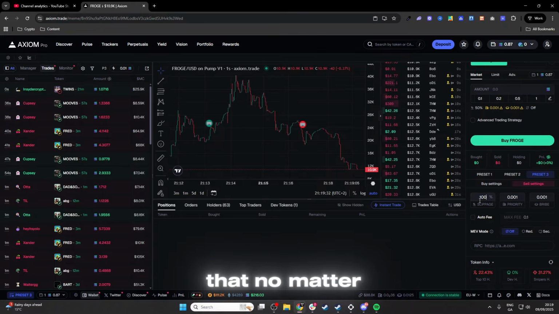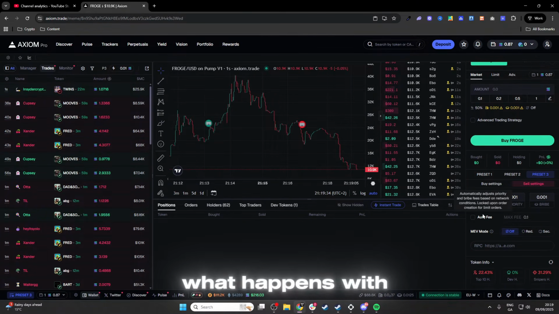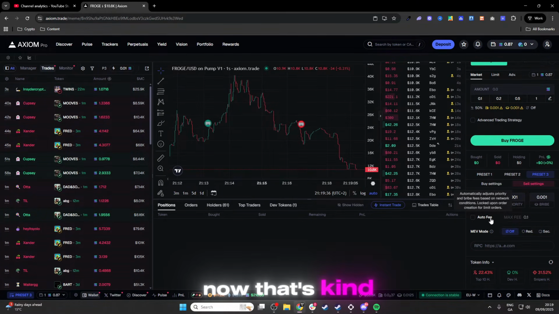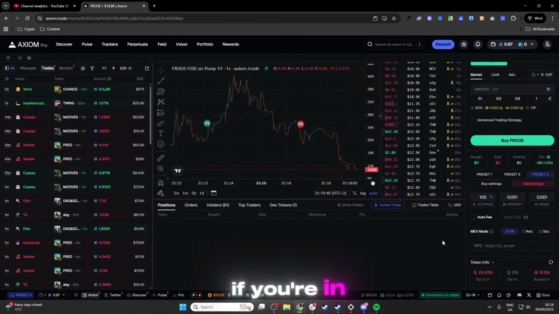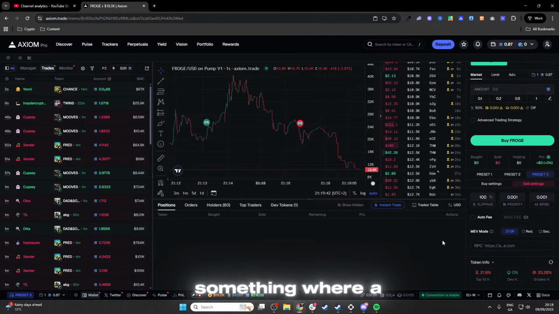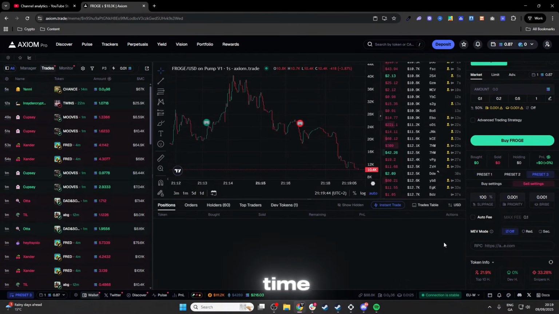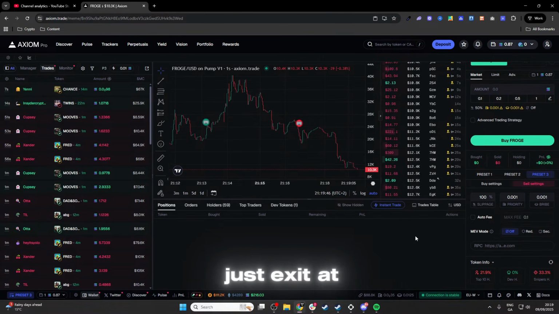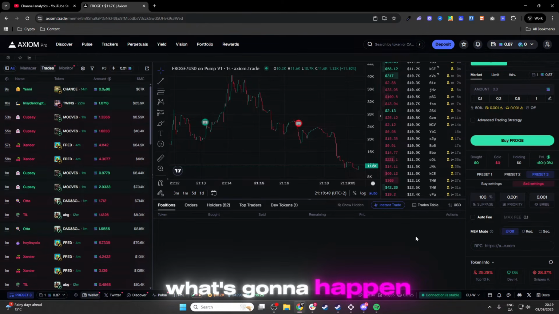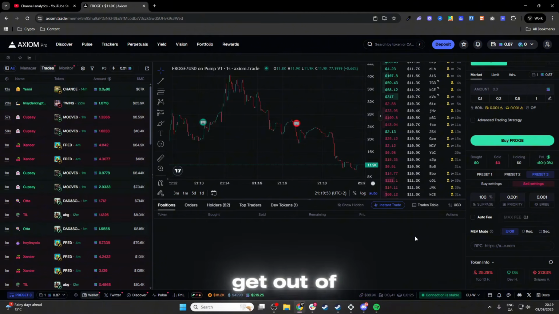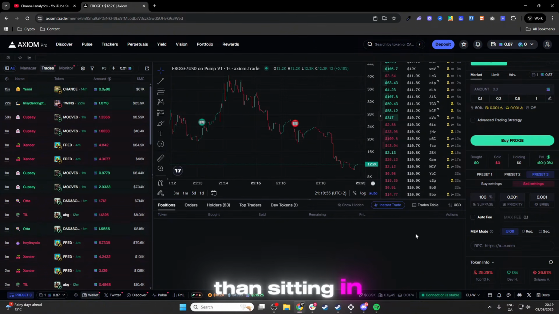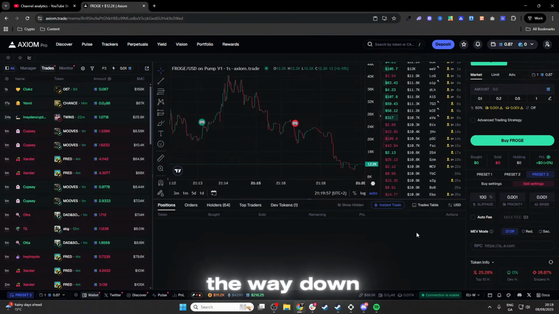That would mean that no matter what the slippage is and no matter what happens with the trade, you will exit. Now that's kind of an ultimatum or a last option if you're in a super big runner or you're in something where a lot of people are selling at the same time. I would use this one to just exit at any stage, because if not, your transactions are just going to keep failing, failing, failing, and you won't get out of the trade. And that's much worse than sitting in the trade and round tripping all the way down to zero.